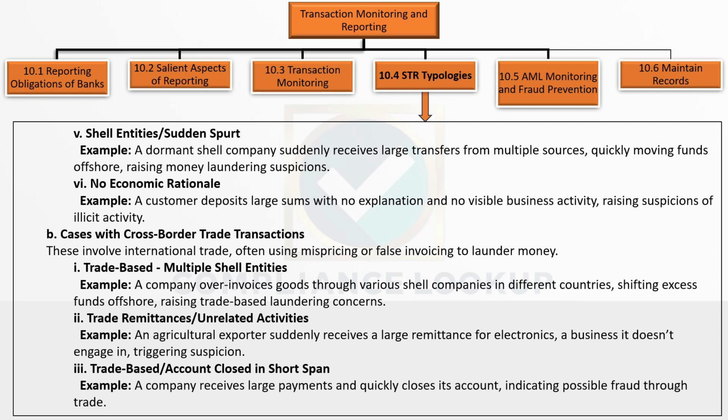Sixth, no economic rationale. Transactions that lack a clear economic purpose or justification are often considered suspicious. Example: a customer makes large deposits into an account but doesn't provide any explanation for the inflows, and there's no economic activity, sales or services that would justify such large sums.